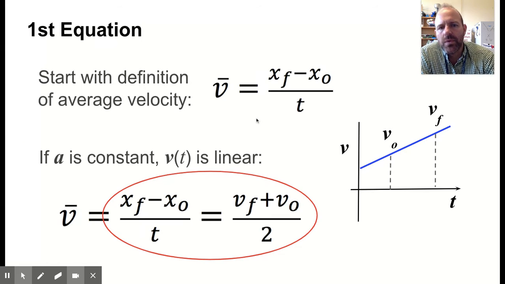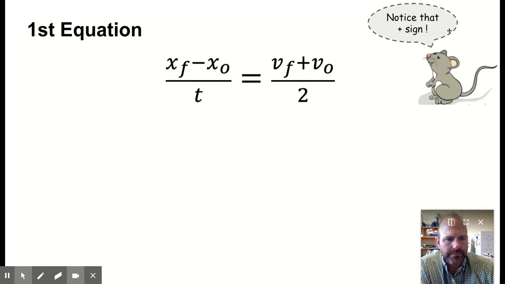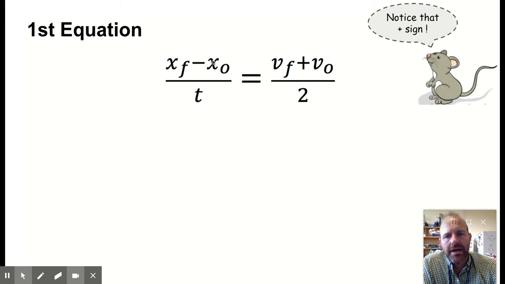So to begin with, we start with the first definition of average velocity, change in position over time. But of course, if acceleration is constant, our criteria for these, then the average velocity is just literally the average of the initial and final velocity. Add them together, divide by 2. If we set those two equations equal to each other, we come up with a relationship that is delta x over t equals v final plus v initial over 2.